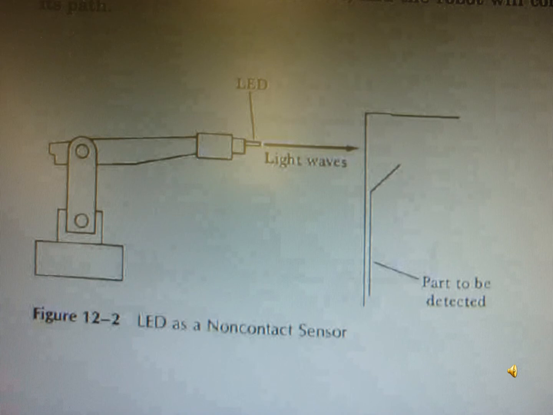The LED is a light emitting diode. Light emitting diode utilized as a non-contact sensor. From the LED side, light is passing through, and that's when the part is moving, so that a part can be detected.